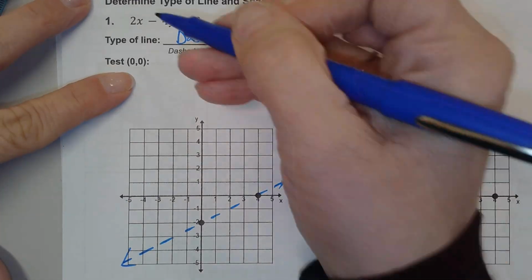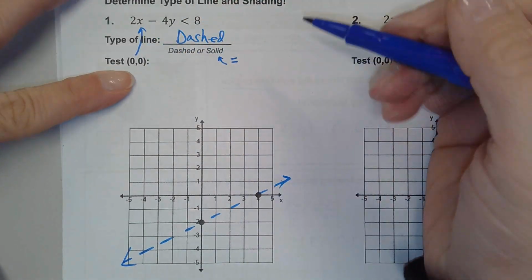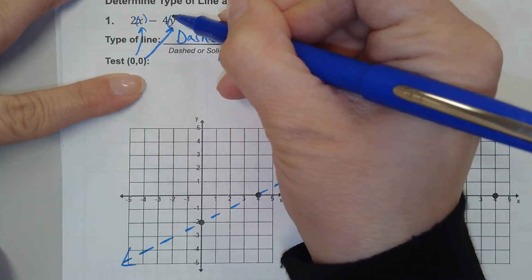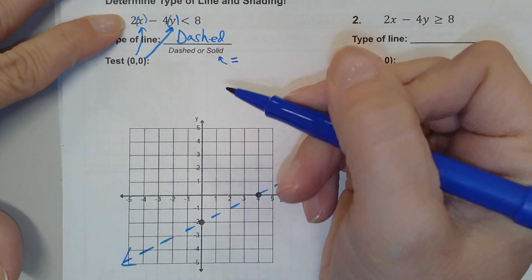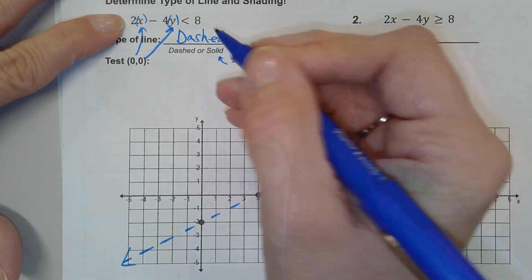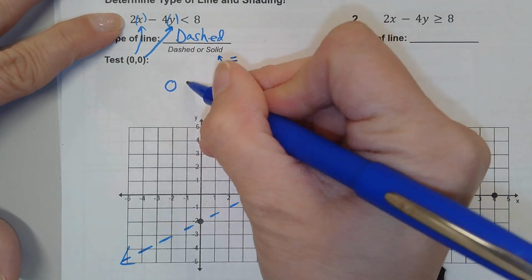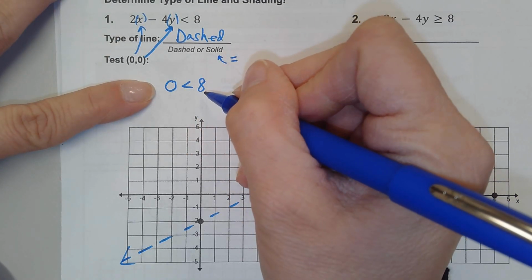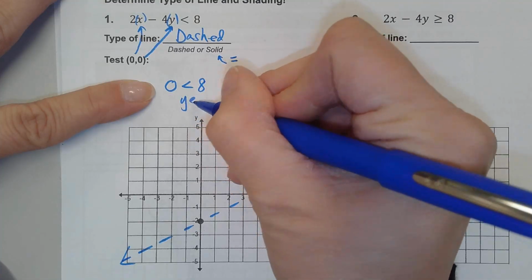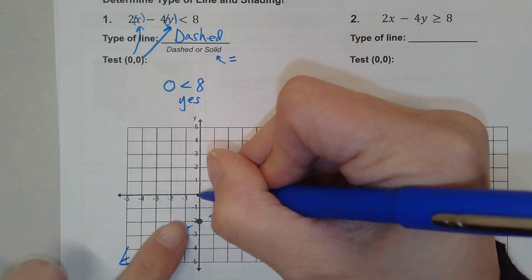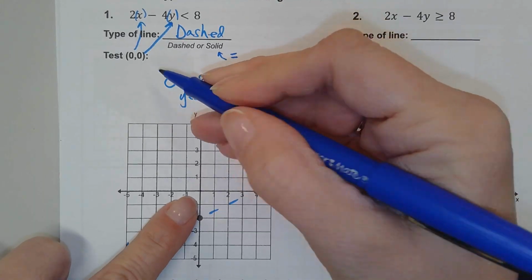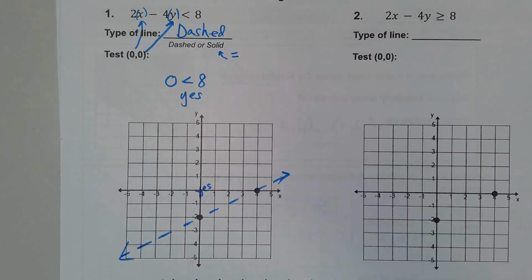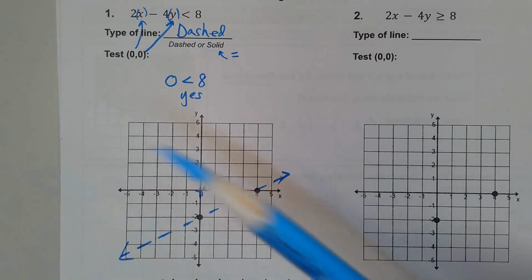And when I put 0 into x and 0 into y, 2 times 0, 4 times 0, what does everything here make? It makes a 0. Is 0 less than 8? And the answer is yes. So right here on the origin for 0, 0, I'm going to write a little tiny yes. And now it's time to shade.